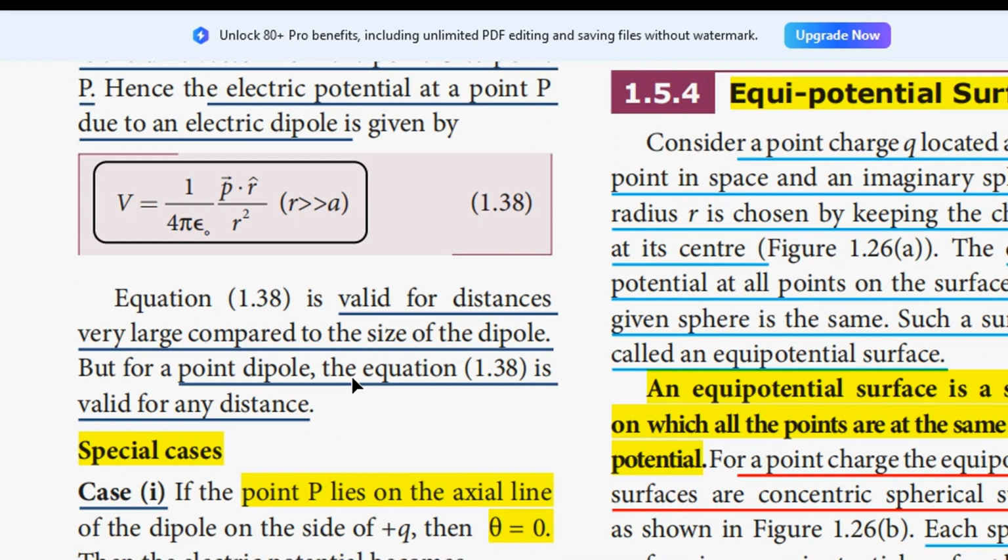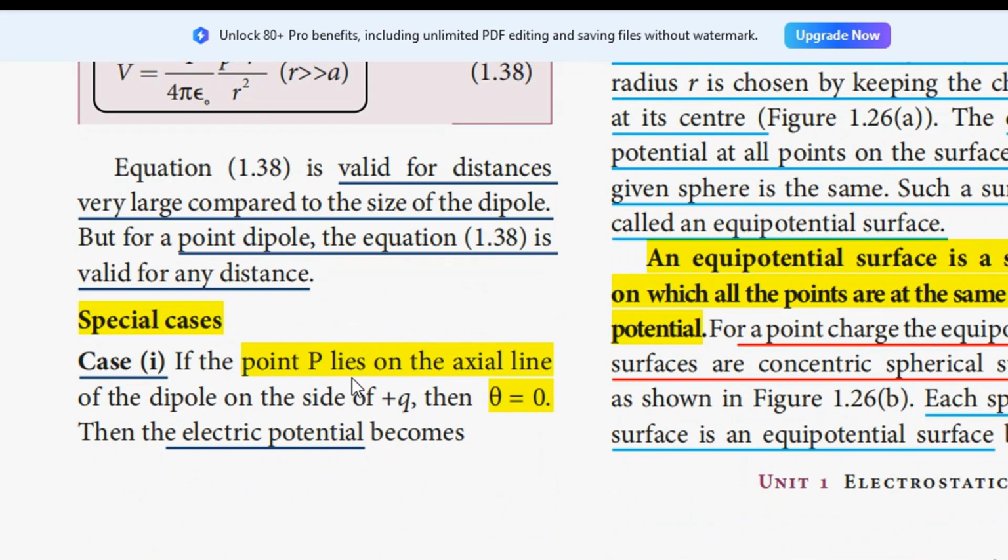So this equation is valid for distances very large compared to the size of the dipole. But for a point dipole, the equation 1.38 is valid for any distance. Now we will consider the special cases.